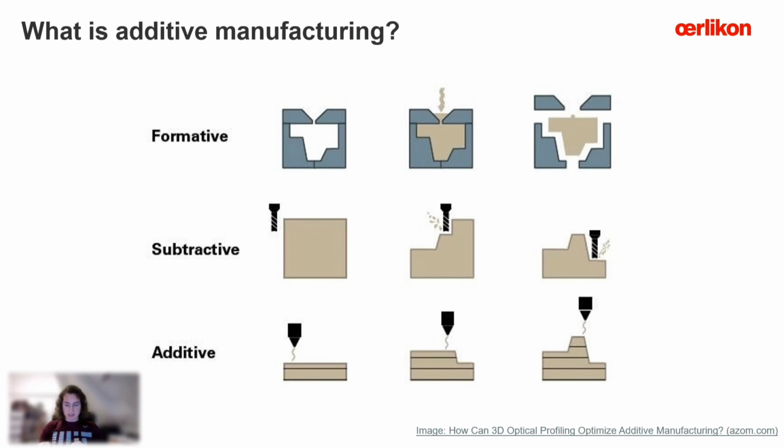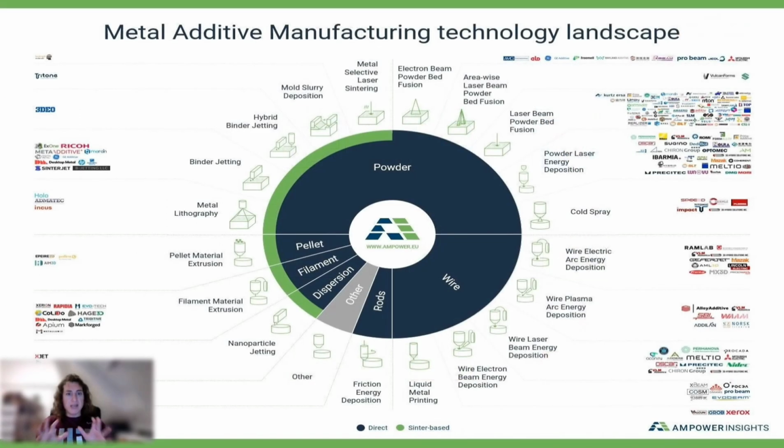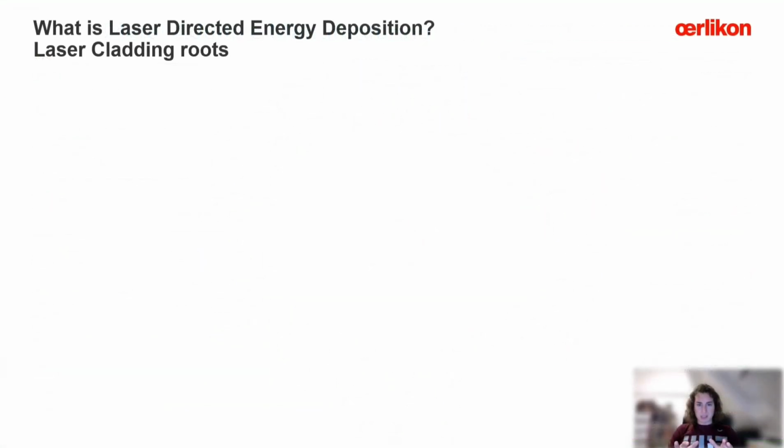If we look at the landscape of additive manufacturing technologies, there are many different methods, mostly belonging to the powder bed fusion type of process. However, here we are focused on directed energy deposition, and we're gonna look at two main methods of how directed energy deposition using laser as an energy source is used in industry: powder laser energy deposition and wire laser energy deposition.